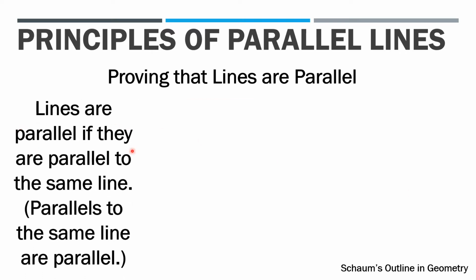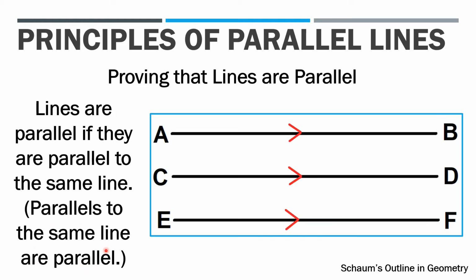Lines are parallel if they are parallel to the same line, or this principle can be restated as parallels to the same line are parallel. In the illustration, if line segments AB and CD are parallel, and line segments CD and EF are parallel, then we can say that line segments AB and EF are parallel.